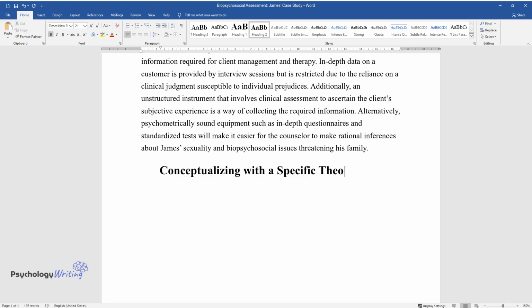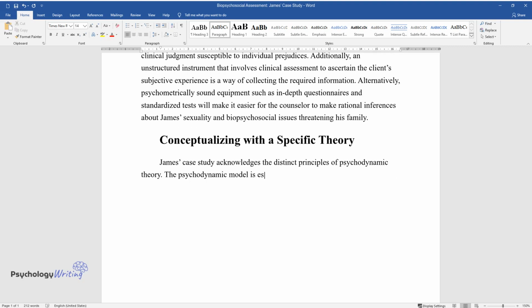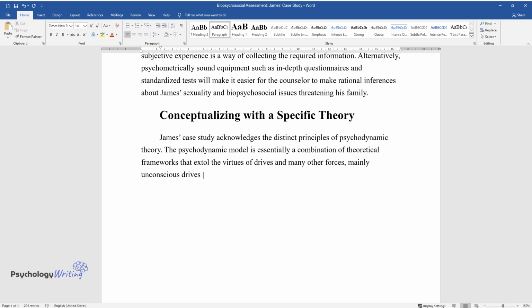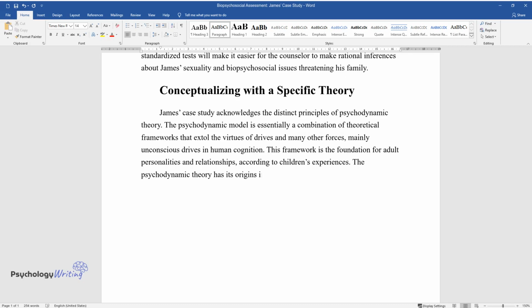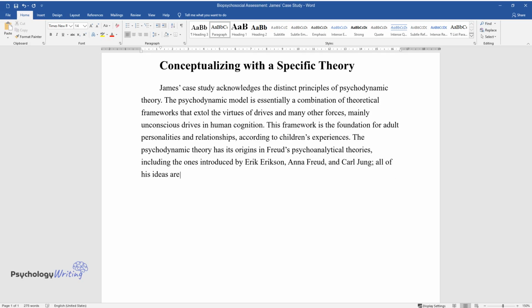Conceptualizing with a specific theory. James' case study acknowledges the distinct principles of psychodynamic theory. The psychodynamic model is essentially a combination of theoretical frameworks that extol the virtues of drives and many other forces, mainly unconscious drives in human cognition. This framework is the foundation for adult personalities and relationships, according to children's experiences. The psychodynamic theory has its origins in Freud's psychoanalytical theories, including the ones introduced by Erik Erikson, Anna Freud, and Carl Jung. All of their ideas are included in the framework.